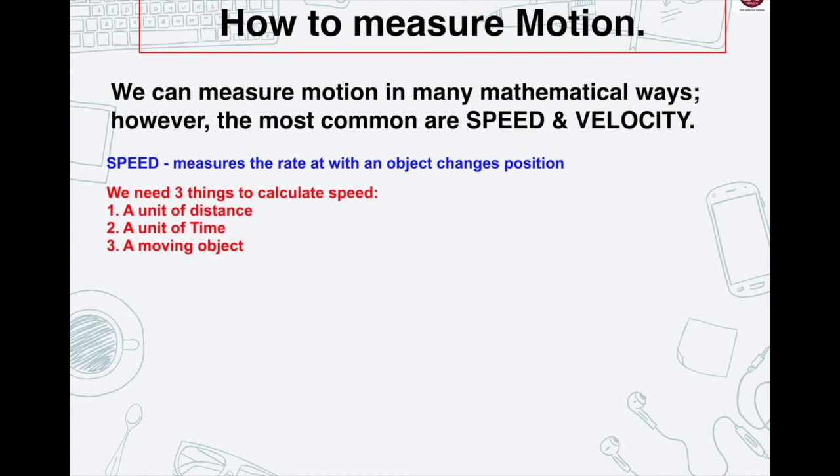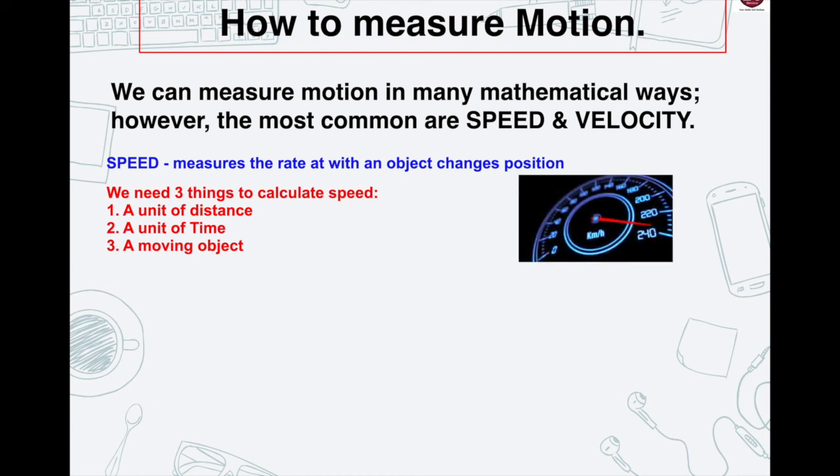Now, we need three things to calculate speed. The first one, we need a unit of distance, so we can say a meter or a kilometer or anything you want. Now, we also need a unit of time. We need to measure how long it takes to move. And obviously, the third one is we need a moving object. Now, you've all seen in your cars, you have a speedometer. This speedometer measures speed.